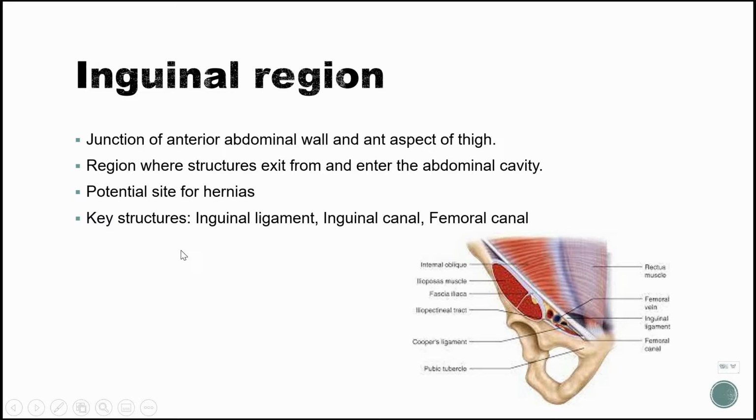So, we all know the inguinal region or groin is a junction of the anterior abdominal wall and the anterior aspect of the thigh. This is clinically and anatomically important because it is a potential site for hernias to occur, especially inguinal and femoral hernias. The key structures in this region are the inguinal ligament, inguinal canal, and femoral canal, which we are going to talk about today.